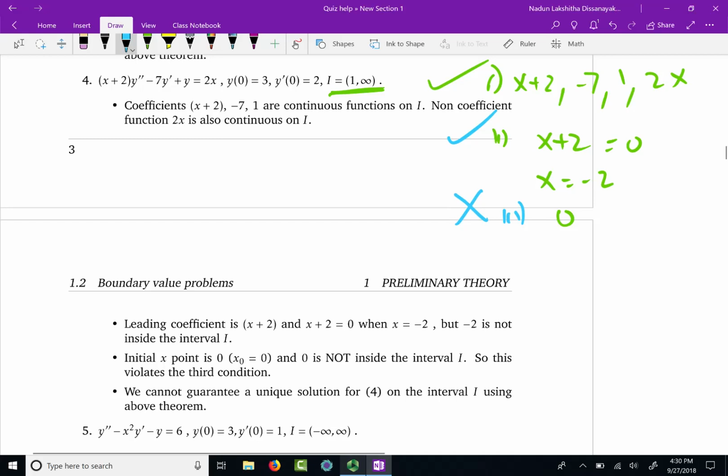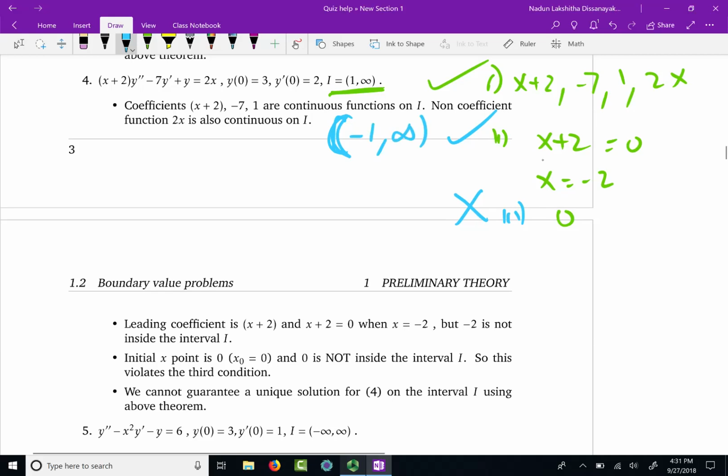Okay. But let's pause here now. Again, the theorem was not enough because the third condition was not satisfied. Now, if you want to find the interval for this particular initial value problem where you are guaranteed to have a unique solution, what can you do? Well, we can adjust the interval. So what was the problem with the interval? We didn't have 0. How about if I choose my interval to be negative 1 to infinity here?